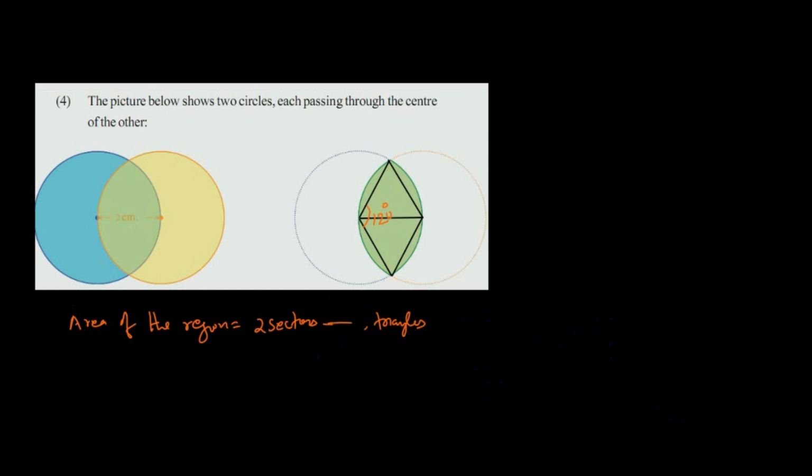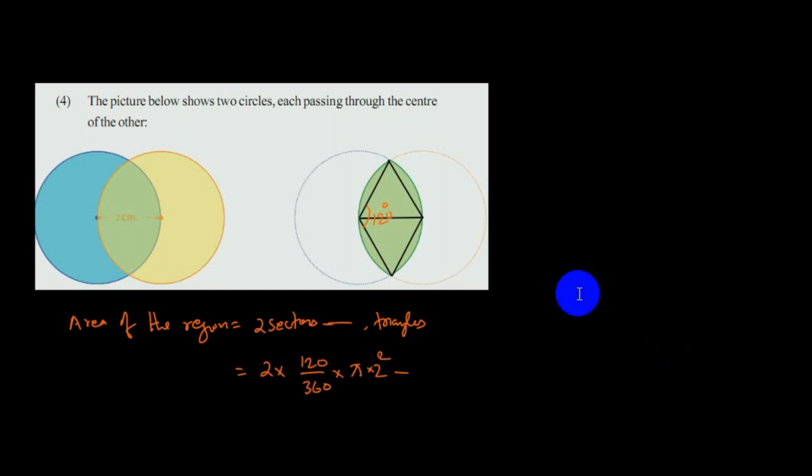That's equal to 2 sectors, which means 2 times area of 1 sector. That is, its central angle is 120 degree. 120 by 360 of pi into 2 square, where 2 is the radius of the circle. Okay, now 2 sectors give this much area together. From that one we have to subtract the area of one triangle.